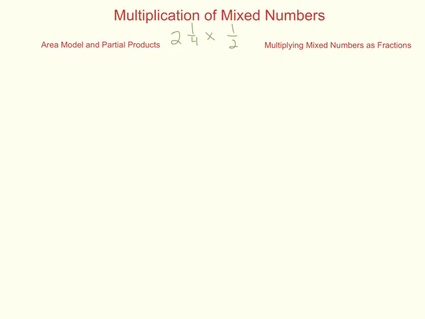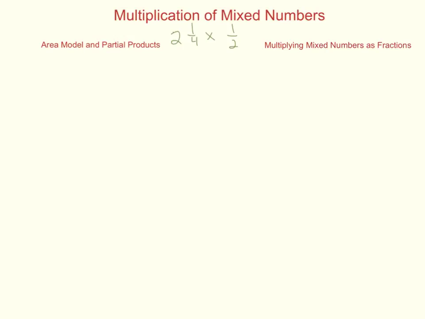In this video, we're going to talk about multiplication of mixed numbers using two different strategies. We're going to do examples where we have the area model and partial products, and then we're going to talk about multiplying mixed numbers as fractions. And let's start with the first example, 2 1/4 times 1/2.